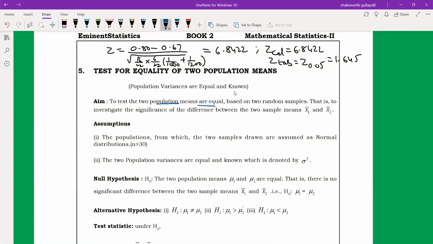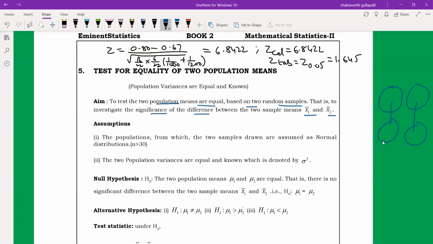are equal based on two random samples, that is, to investigate the significance of the difference between two sample means x1 bar and x2 bar. Here there are two populations, from which two samples are drawn.